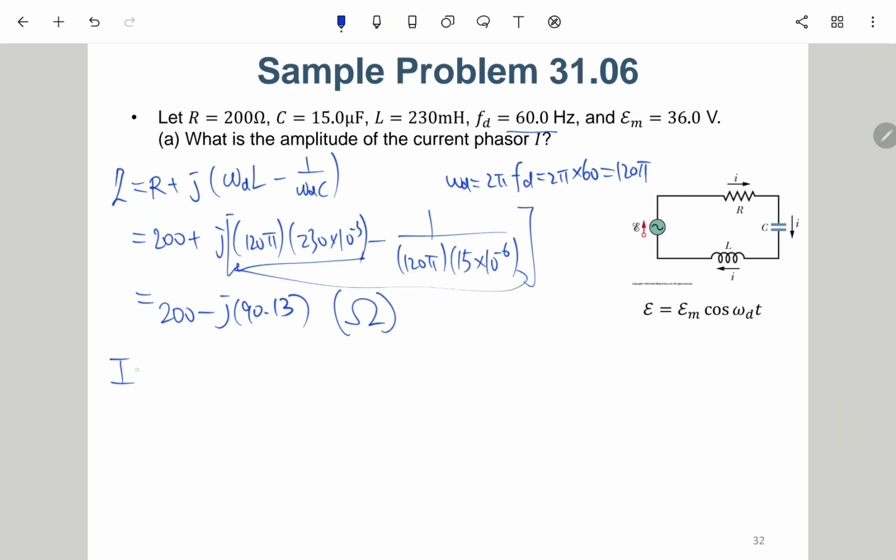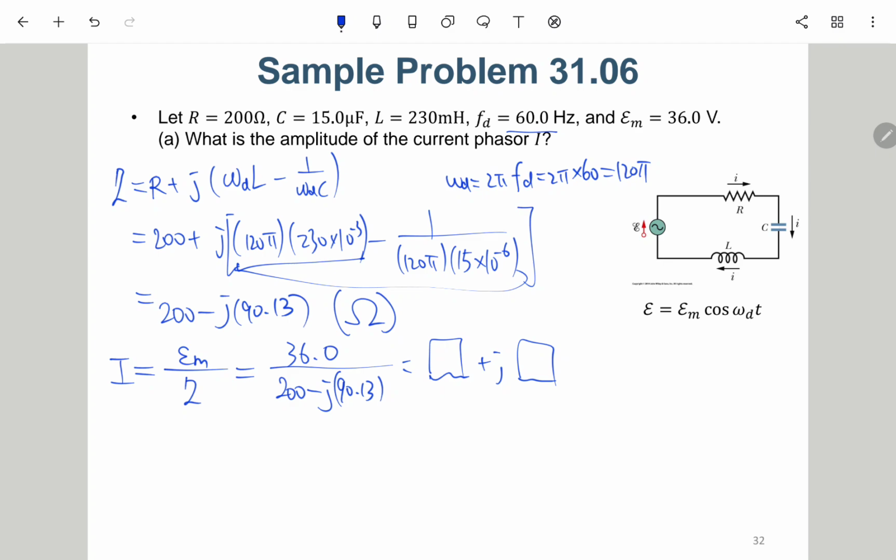Okay, so I is nothing but E_m over Z. We don't take the absolute value yet, because we would like to have E_m over Z, which is 36.0 over 200 minus j 90.13, like this. Maybe for some calculators, you can directly compute this to be something plus j something. You can do it, yeah.